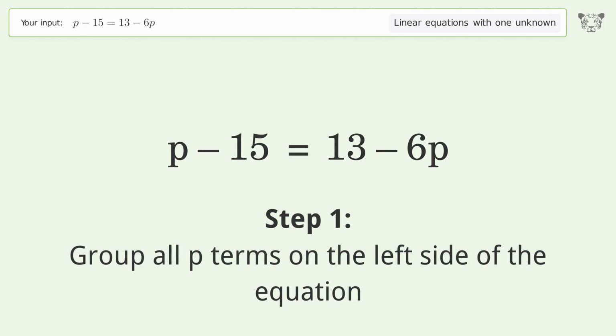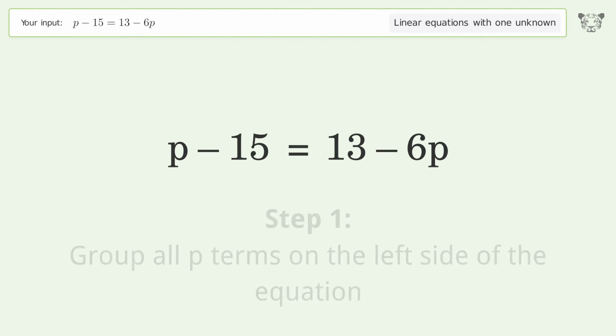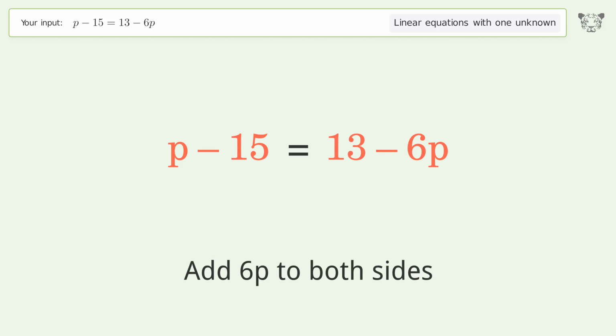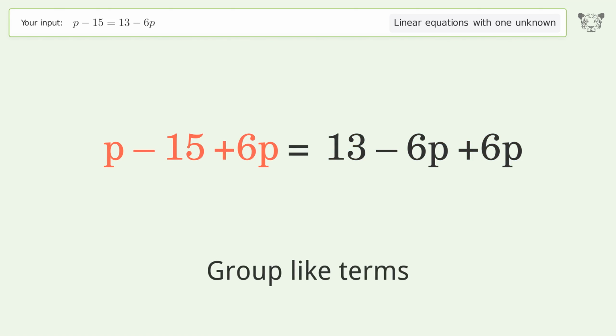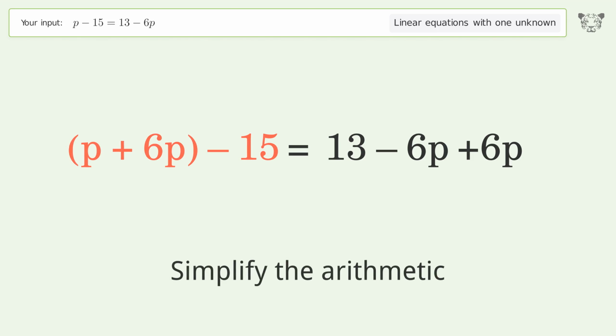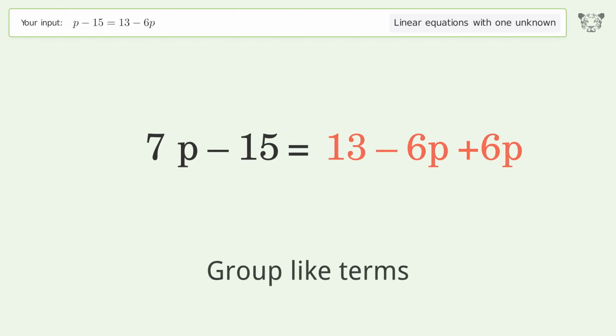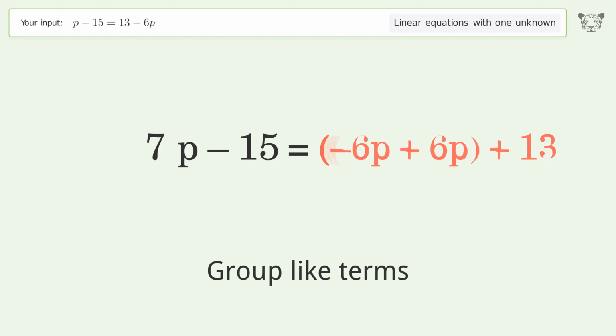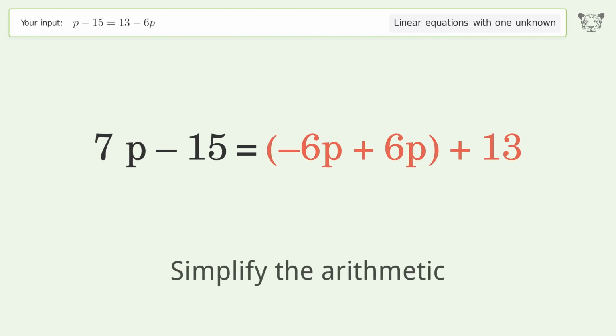Group all p terms on the left side of the equation. Add 6p to both sides. Group like terms. Simplify the arithmetic. Group like terms. Simplify the arithmetic.